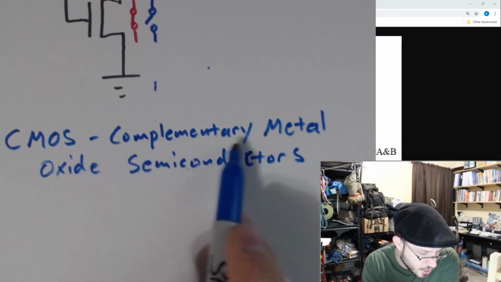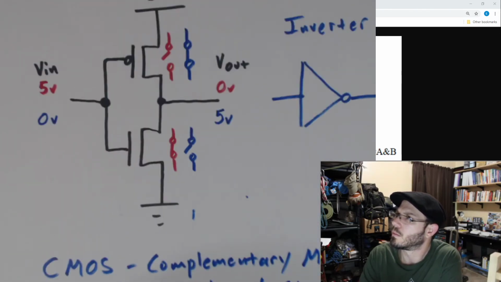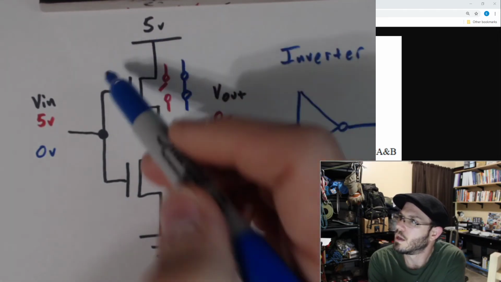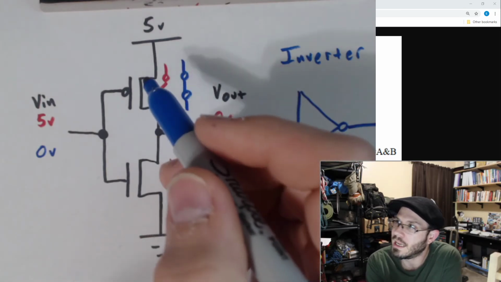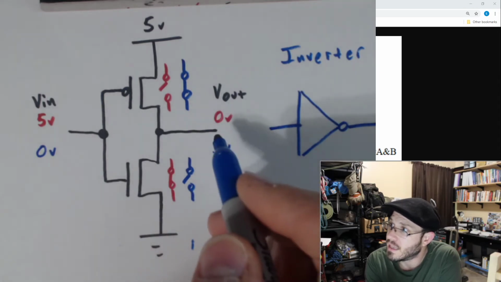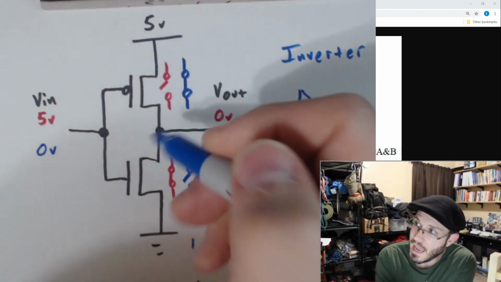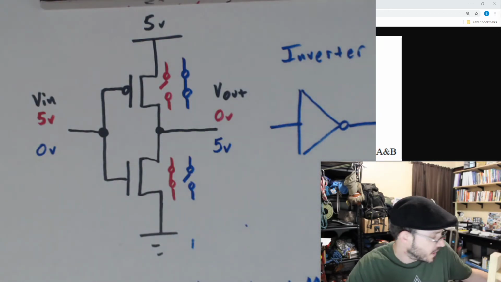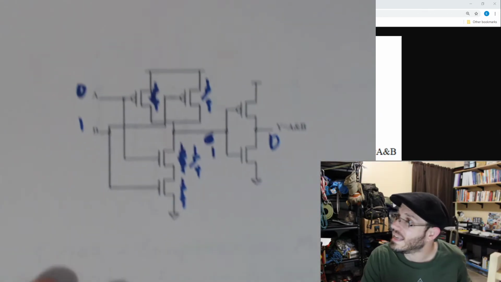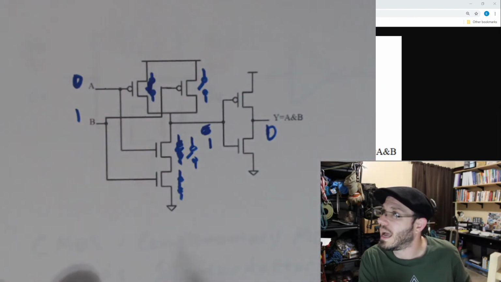And complementary, because we have a corresponding pull up for a pull down. We never leave this floating. We either have it tied up to 5 volts or tied down to 0 volts. Same thing with our AND gate. We either always have something tied up or tied down.